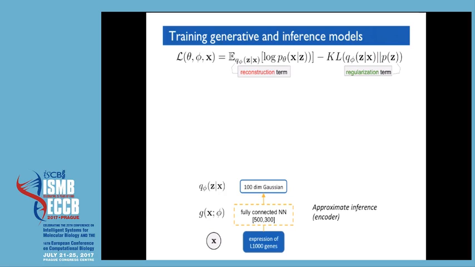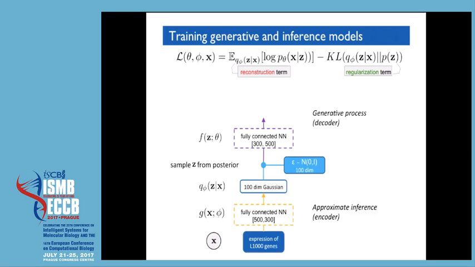We use a 100-dimensional Gaussian, as I mentioned, and then you sample from this posterior, and you propagate this sample through the generative process, through the decoder, trying to decode it back to the original data space. And we use a mirrored neural network that first goes through 300 and then to 500 hidden units, and gives you parameters over the data distribution.